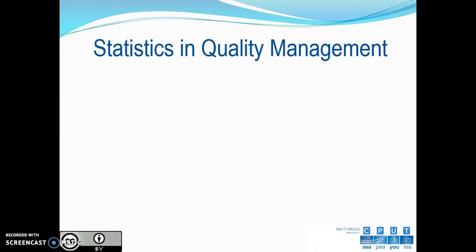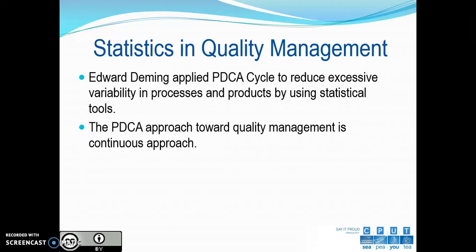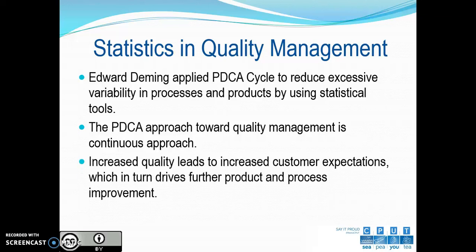Statistics in quality management. Edward Deming, who is a quality guru, applied the PDCA cycle to reduce excessive variability in processes and products by using statistical tools. The PDCA approach towards quality management is a continuous approach, so organizations continuously use the PDCA cycle to improve their processes so that they are able to increase the quality of their products. Increased quality leads to increased customer expectation, which in turn drives further product and processes into improvement.